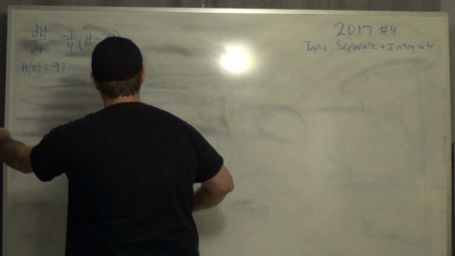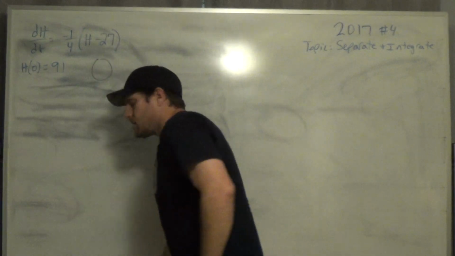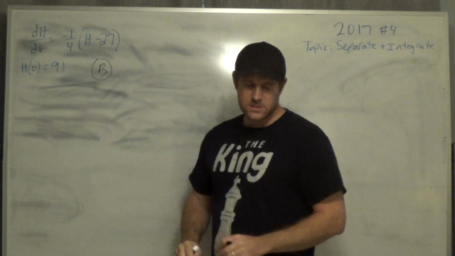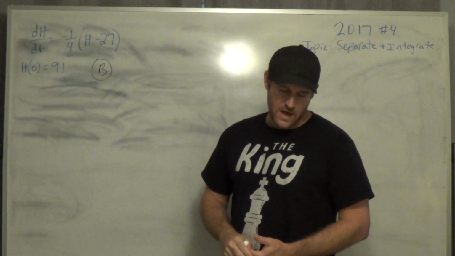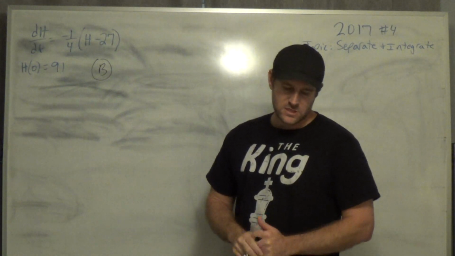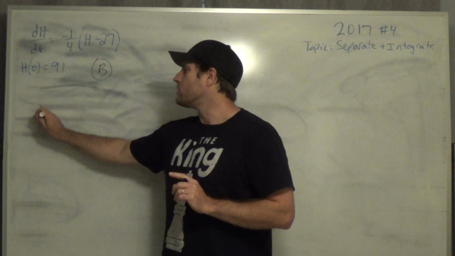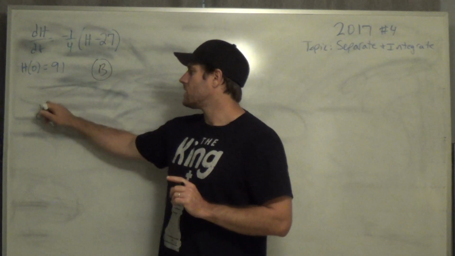Alright, so now let's talk about part B. For part B, they want us to know if the estimate we got is an over or underestimate, and they want us to use the second derivative to do that. Now we have the first derivative, we want the second derivative.